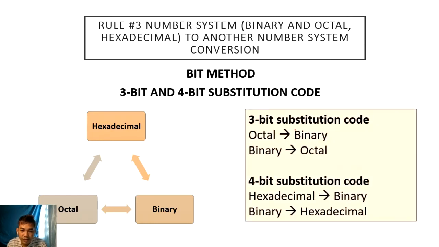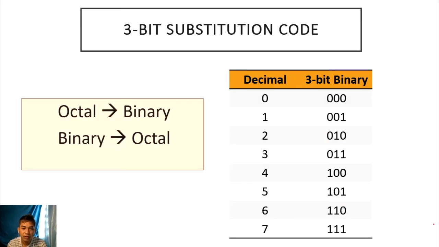Okay. So sa 3-bit substitution code, that is octal to binary and binary to octal. Gagamitin naman natin ang 4-bit substitution code if we're going to convert hexadecimal to binary and binary to hexadecimal. Okay. So, gagamitin muna natin ang 3-bit substitution code, converting octal to binary and binary to octal. So, ano ba yung 3-bit substitution code? So, with this table, ito yung gagamitin natin.